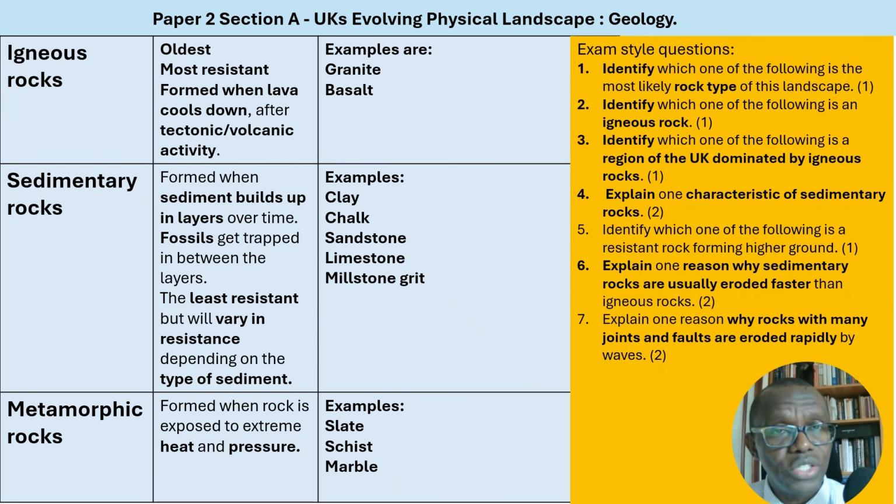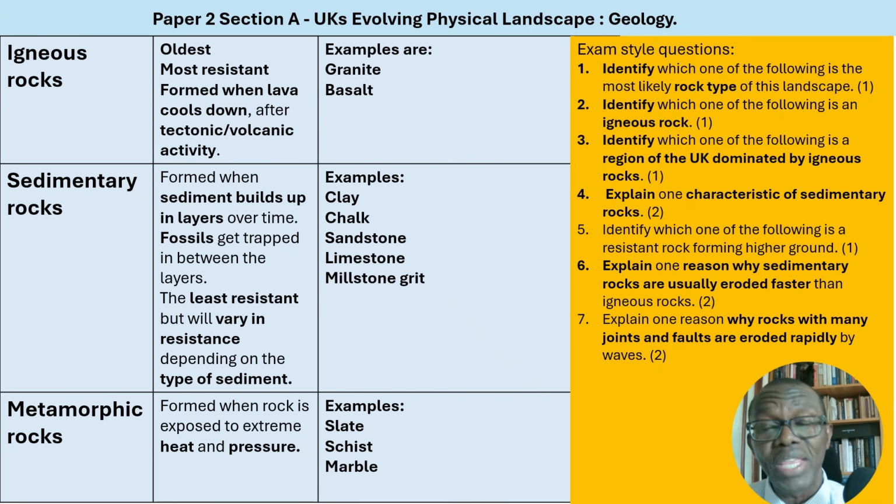Now, what kind of questions are you likely to get in the examination that have to do with these rocks? And the first question is to identify which one of the following is the most likely rock type of this landscape. This particular question had a picture of a hill with a horse that was carved onto the landscape, and the rock was actually white in color, which tells you that that rock type is chalk. So the students were expected to identify what type of sedimentary rock that was.